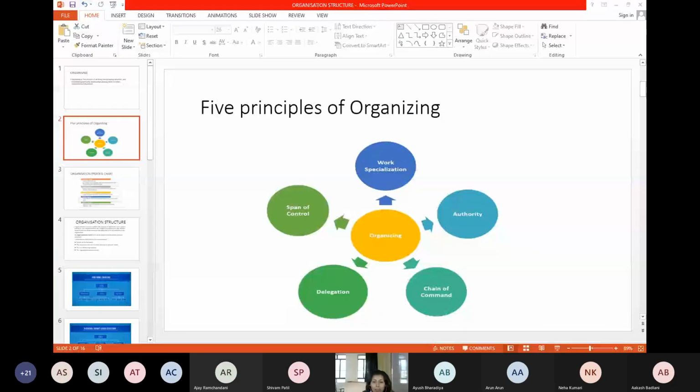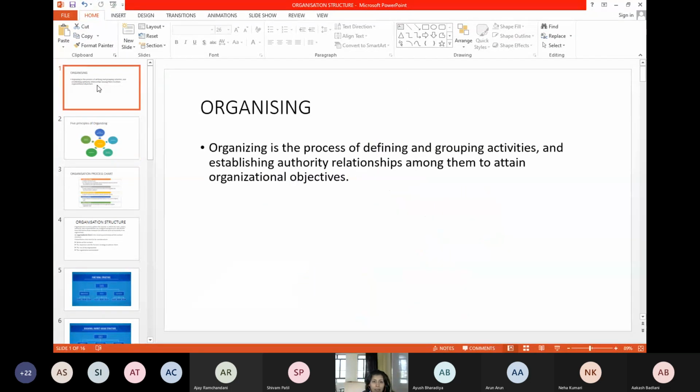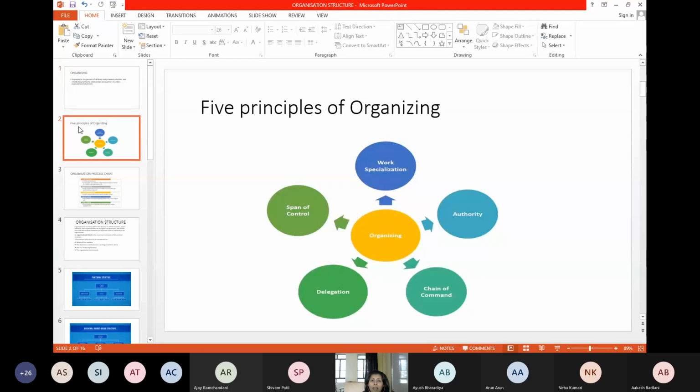Okay. So basically, we discussed yesterday about organizing, and the definition of organizing is the process of defining and grouping activities and establishing authority relationships among them to attain organizational objectives, right? So there are 5 important aspects of organizing. We also discussed this, if you remember.